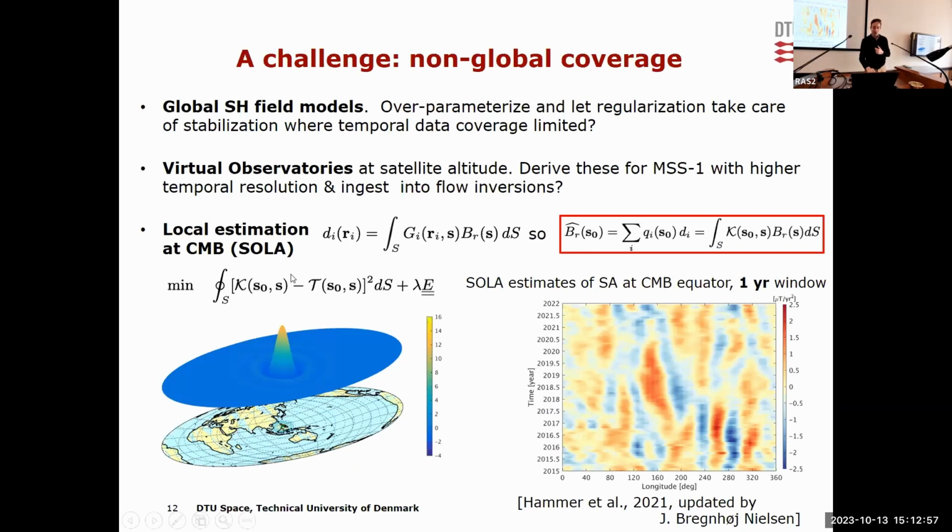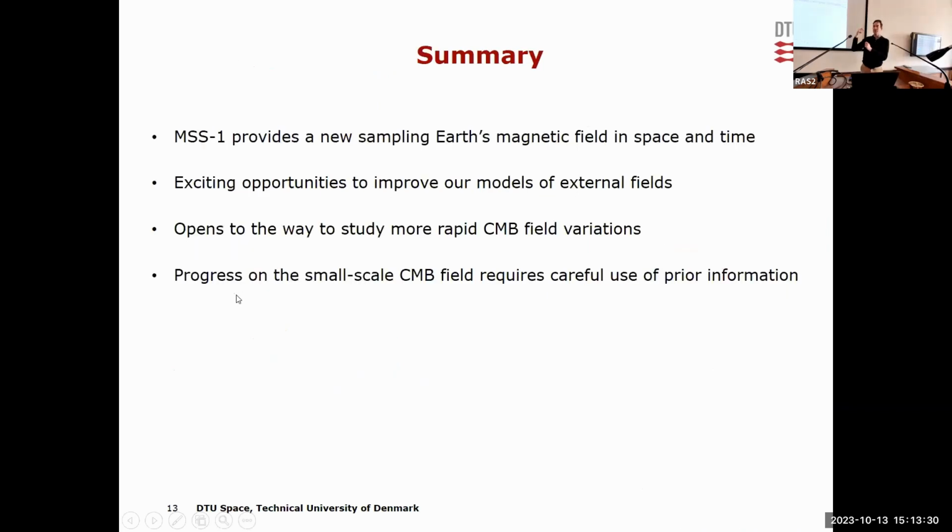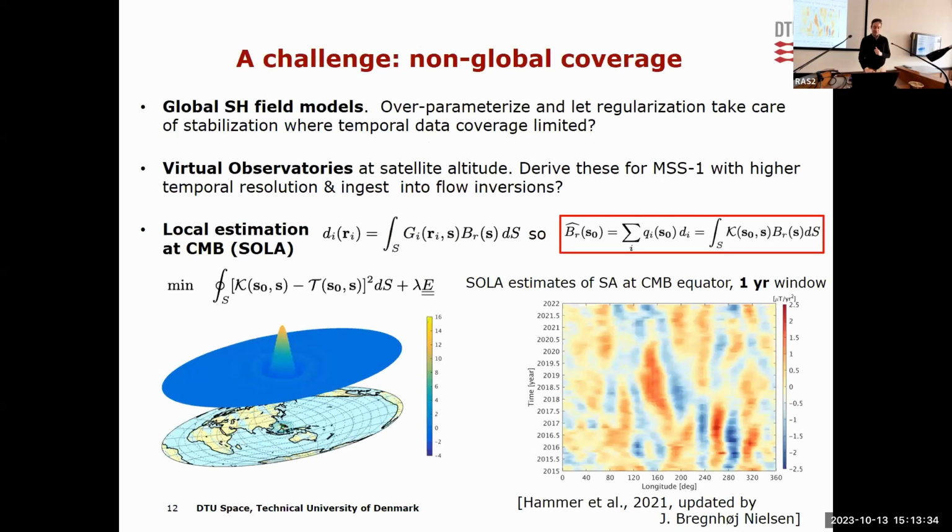Another possibility that I've worked on is trying to do some local estimation of the core-mantle boundary field. It turns out that you can write the vector magnetic field at satellite altitude in terms of the core-mantle boundary field, if you know that all over the core, and we know the Green's functions that connect these things. So by taking linear combinations of the data, we can construct estimates for the core-mantle boundary field at any location we're interested in. And these estimates are local averages, and they have a kernel associated with them. And we can minimize the difference between this averaging kernel and a target kernel to try to get spatially localized estimates that have as good resolution as possible.